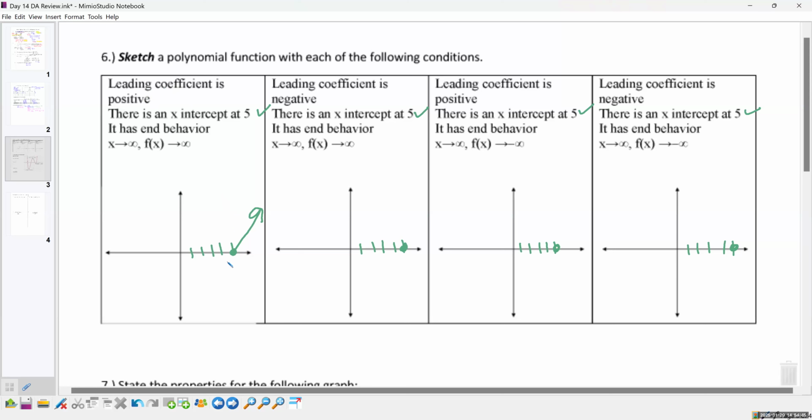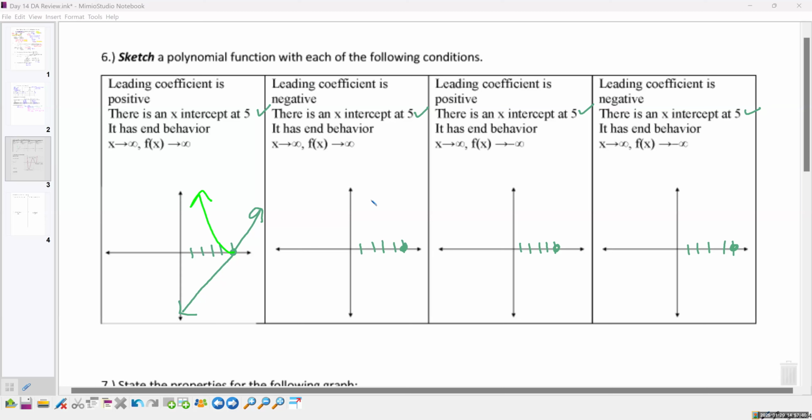I guess if it was an odd function, it would just go like that. Doesn't say anything about the degree. Hold on a second. Let me just think about this. Okay, so I guess that works. Leading coefficient is positive. This would be for an odd degree. Just as a note, you could make it an even degree and swoop it up, and that would be good too. We'll do both situations if there's more than one situation.